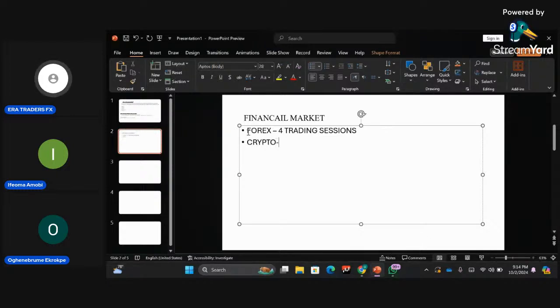In crypto, there is no trading session. In synthetics too, there is no trading session. In synthetics, you can trade the market every day, any day, Saturday, Sundays. But on Sundays, for the financial market, you can't trade. The market closes. In synthetics, there's no close. Crypto, there's no close. The market moves.